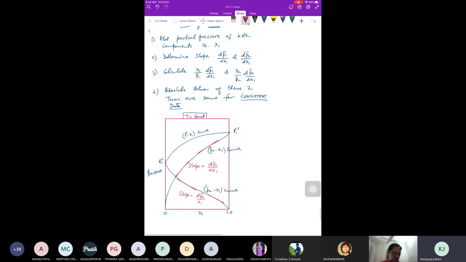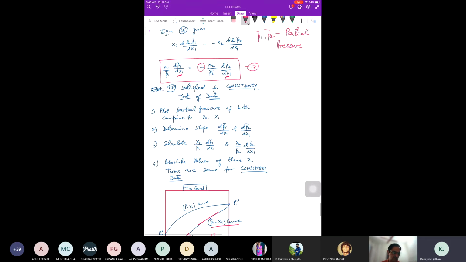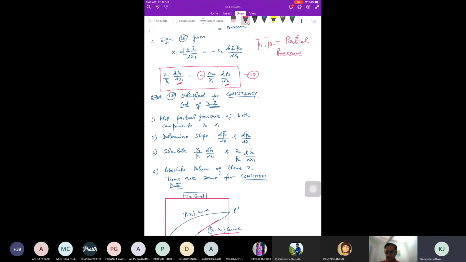And this is just an example I showed. We plot pressure versus x1, and we have the partial pressure curves, P1 bar versus x1 curve and P2 bar versus x1 curve. Find the slope at different values, and then use it to test for equation 17.